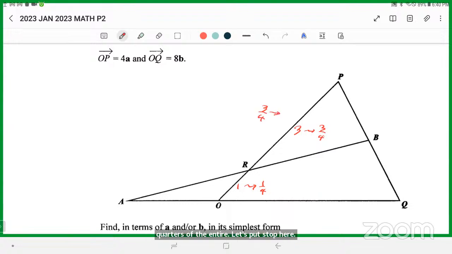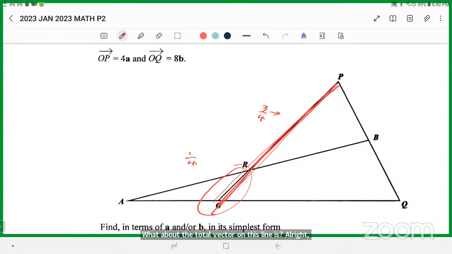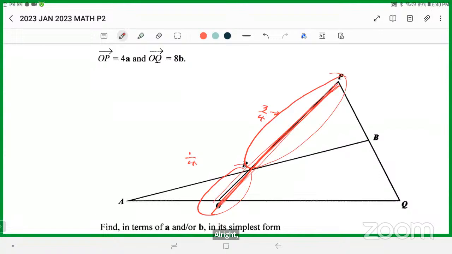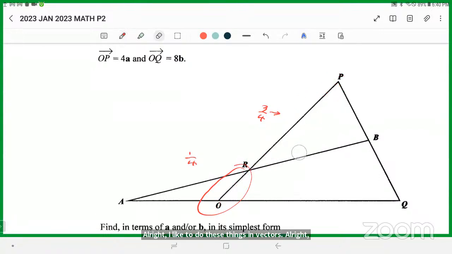And down here is 1/4. Let's put the 1/4 here. All right, so don't forget. Whatever the total vector on this line is, down here is 1/4 of it, and up here is 3/4 of that total vector, whatever the OP vector is. All right? They like to do these things in vectors. That's the first thing you want to establish.